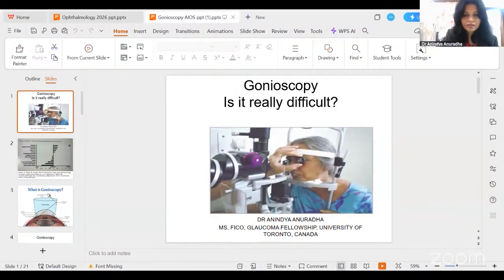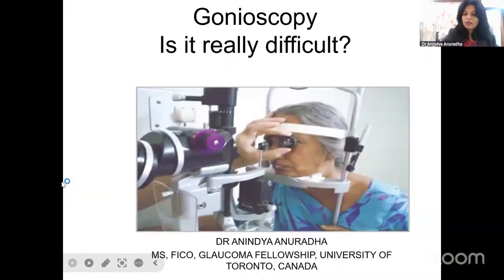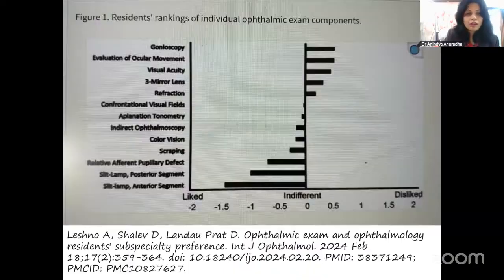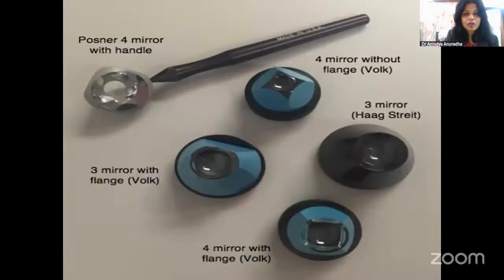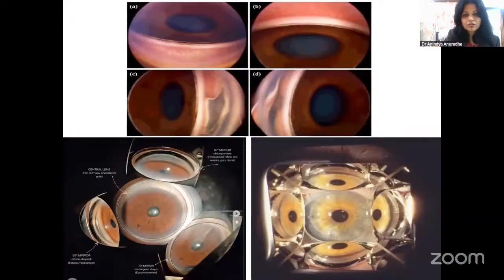So thank you for this opportunity. I'll be talking about gonioscopy, and if we go through this study, as per the residents, they have reported gonioscopy is the least performed examination by them. So let's focus on what the difficulties and challenges are that they go through for gonioscopy. These are the various kinds of gonioscope lens. These are actually indirect gonioscopes that we use through the gonio mirror. This is how the 3-mirror and 4-mirror gonioscopes look like.